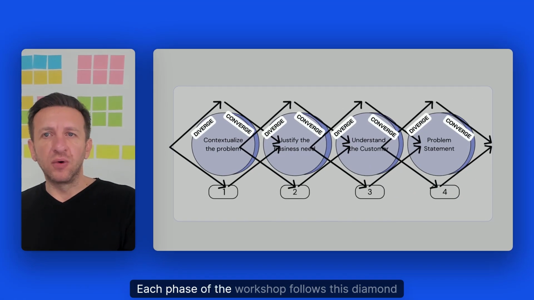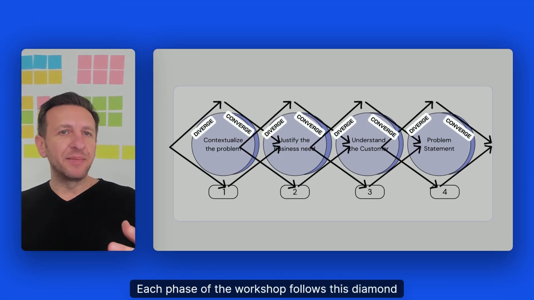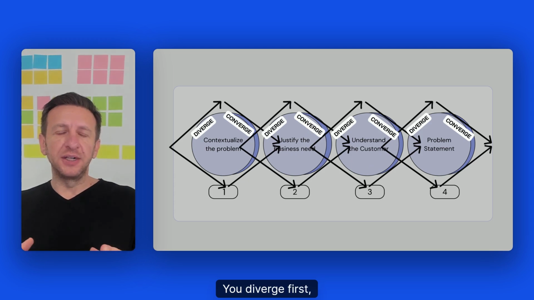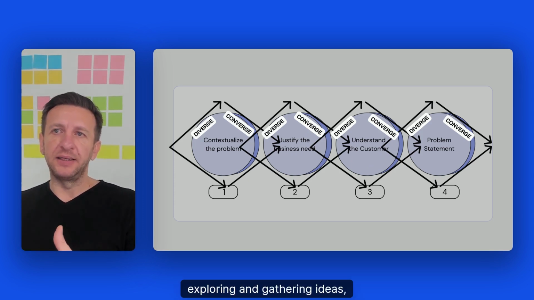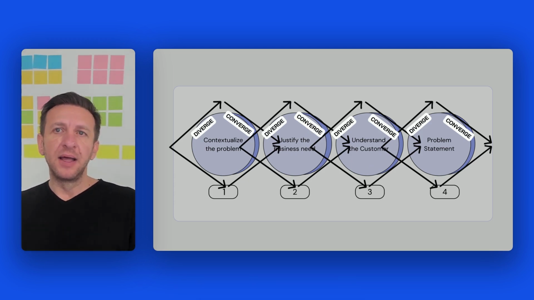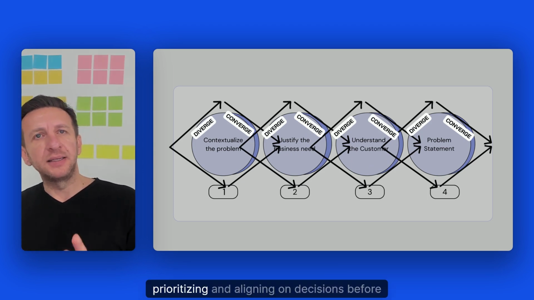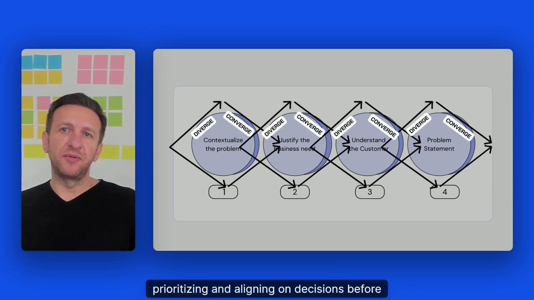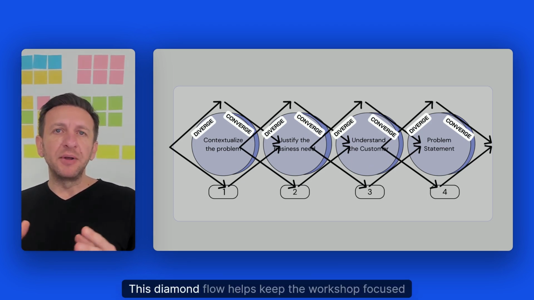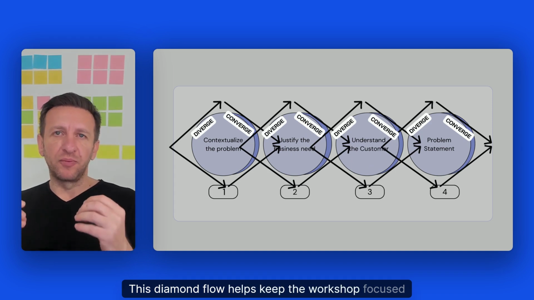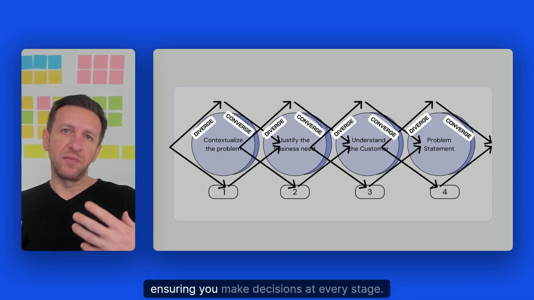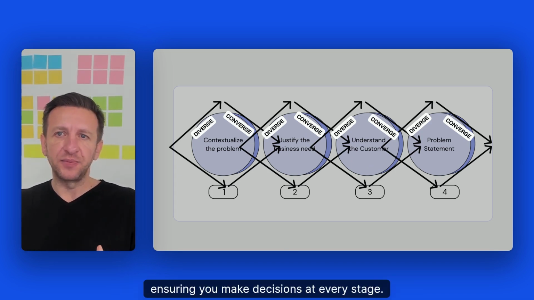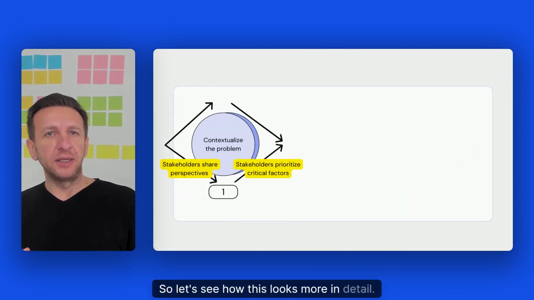Each phase of the workshop follows this diamond structure. You diverge first, exploring and gathering ideas, perspectives, and data. Then you converge, prioritizing and aligning on decisions before moving forward. This diamond flow helps keep the workshop focused and productive, ensuring you make decisions at every stage. So let's see how this looks more in detail.